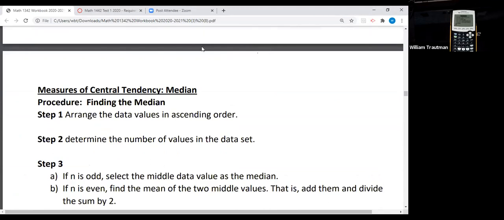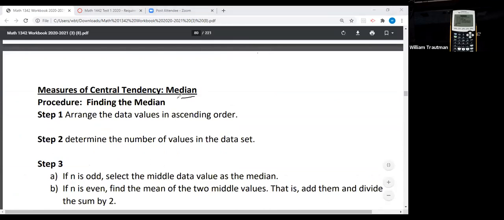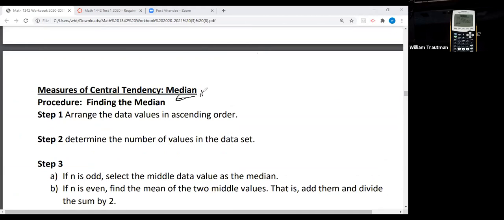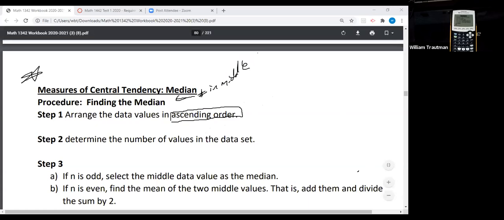median. Median is the number in the middle. Arrange data in ascending order if you want, from lowest to highest. Determine the number of values in the data set. I would put a star by these steps, because you're going to probably need this. I'm going to explain it, but these are really good steps.